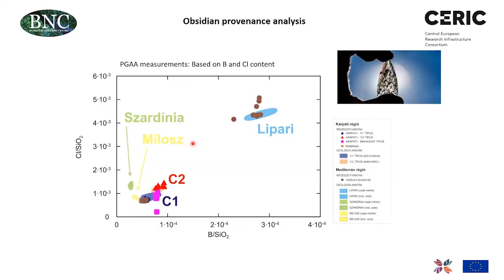So here you see some table where this Lipari is an Italian area. There is the island of Sardinia, the island of Milos from Greece, and these groups can be clearly separated. And these other ones are from the Carpathian Basin, so from Hungary, Romania, Slovakia, and some parts of Poland.